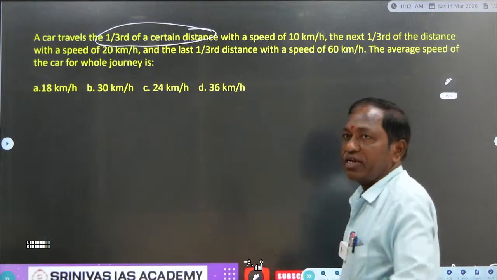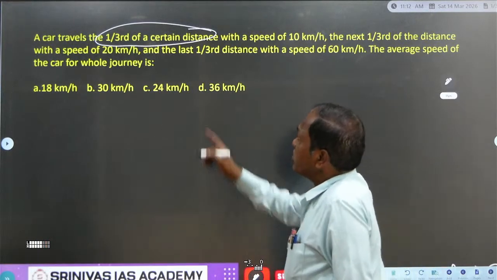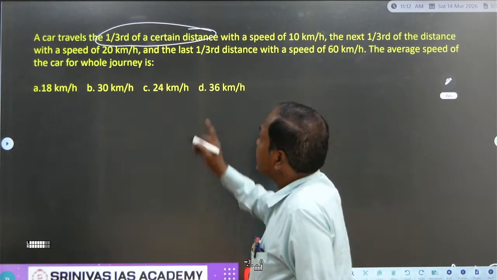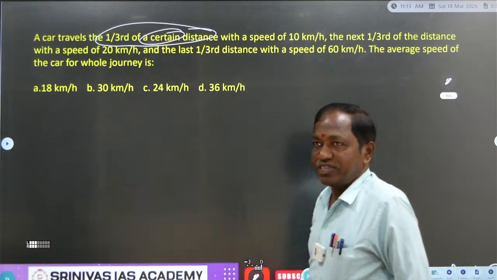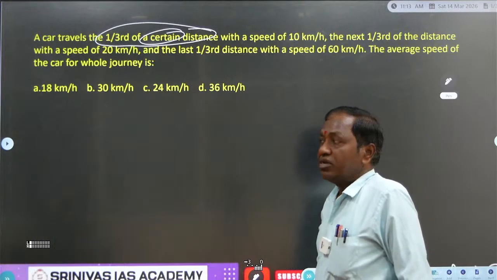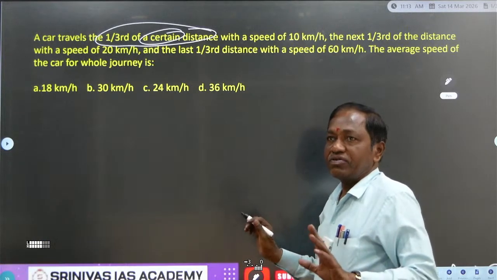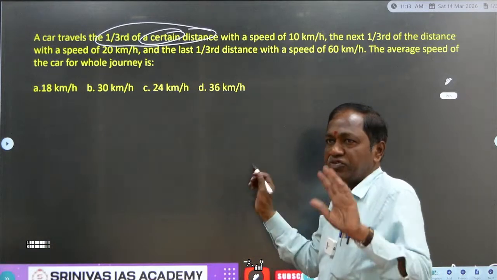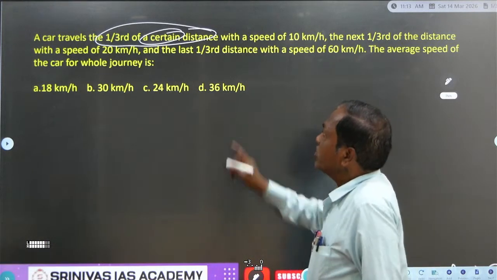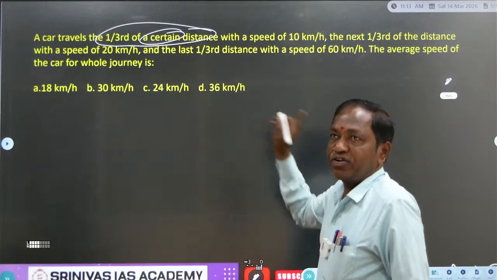We need not underline any word there. 1/3 of the certain distance. Certain distance means the distance is not given in the question. How? Certain distance, we do not know, some distance, maybe 1 kilometer, maybe 10 kilometers, 100 kilometers. You can assume whatever number you want. 1/3 of the certain distance is not given.